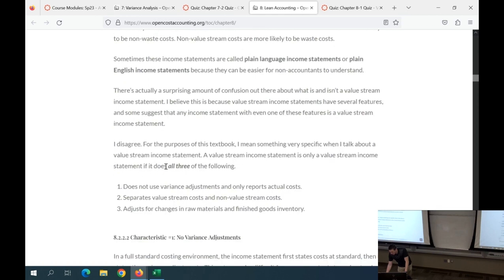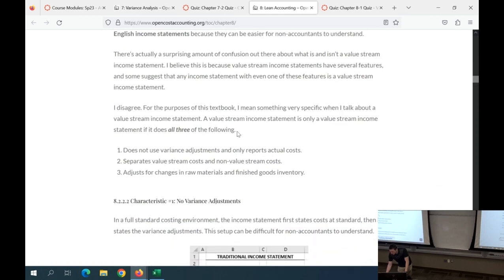So what I figure is that the center of mass of lean accounting is the idea that, at least as far as value stream income statements are concerned, we have a value stream income statement that does all three of the following. And we go over each of those three. So number one, does not use variance adjustment and only reports actual costs. So basically, if you did not like the last few weeks of class, minus spring break, of course, the chapter 7 stuff, you like this because they're like, we don't need no variances in here.